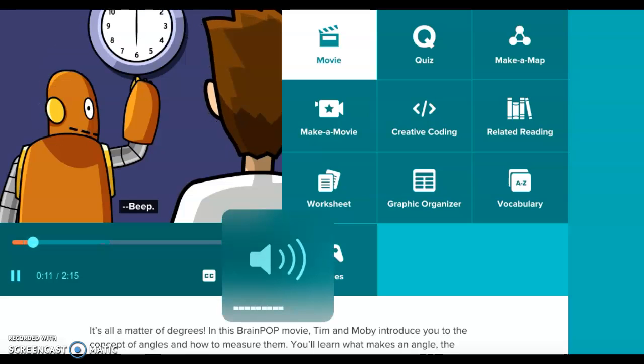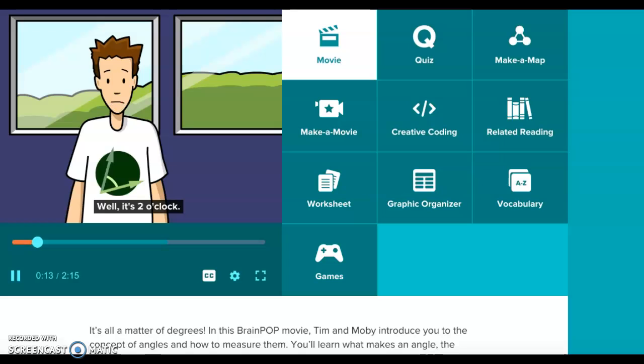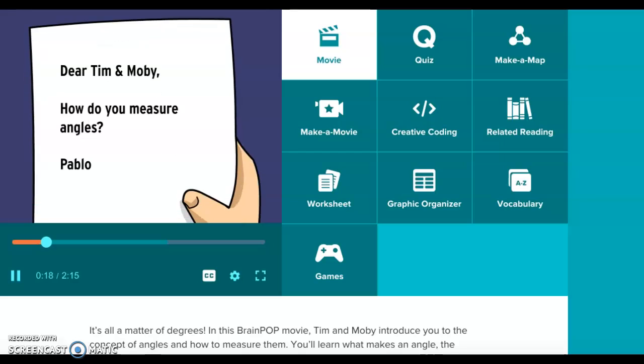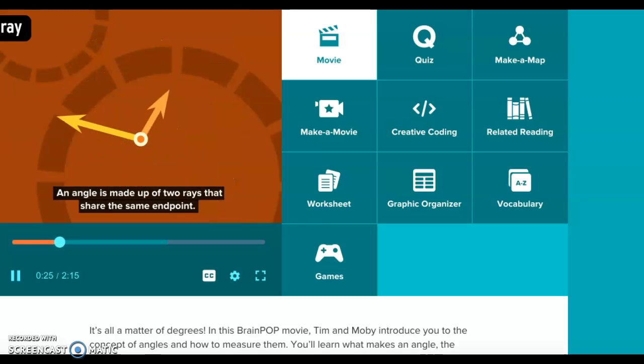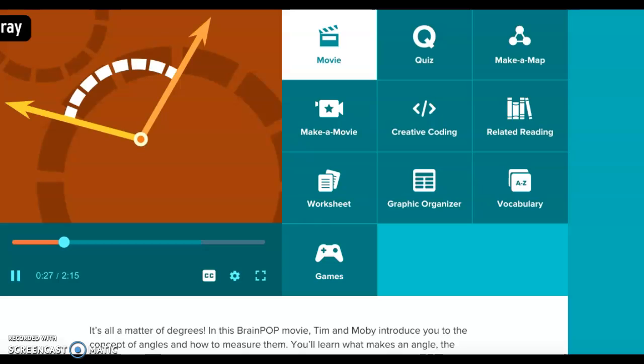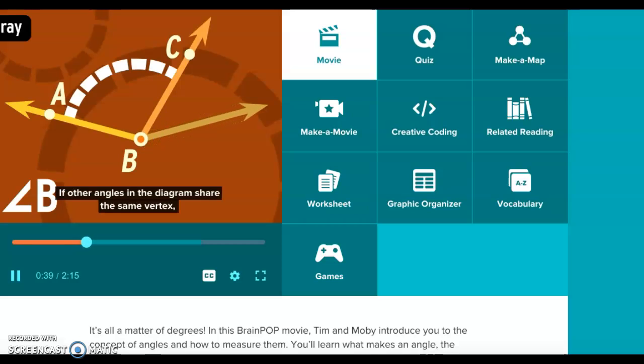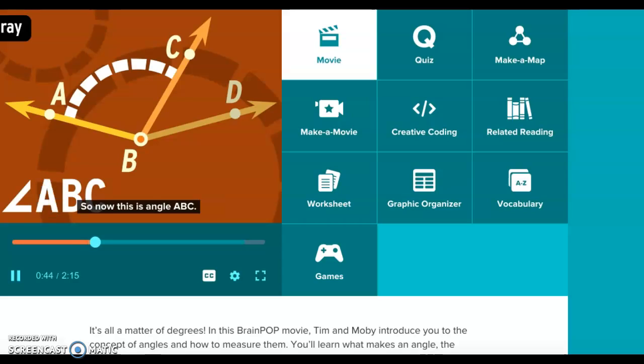Six o'clock? Well, it's 2 o'clock. You can't just change the time because you like the way the hands look. Dear Tim and Moby, how do you measure angles? From Pablo. An angle is made up of two rays that share the same endpoint. This common endpoint is called the vertex. Angles are often named by the label of their vertex. So we could call this angle angle B. If the other angles in the diagram share the same vertex, we'd also use the labels of the rays. So now this is angle ABC.